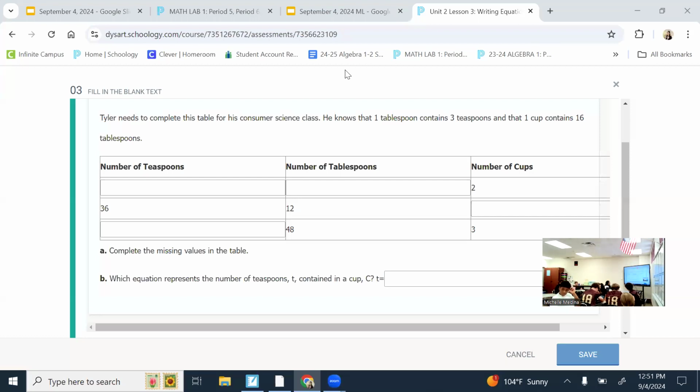So Tyler needs to complete this table for his consumer science class. He knows 1 tablespoon contains 3 teaspoons and 1 cup contains 16 tablespoons. And you have a lot of pieces that are missing. So if I'm going from cups to teaspoons, I should expect the number to get bigger, I guess. Because how many tablespoons are in a cup? In 1 cup? And if I have 2 of them, how many do I have? Like how many tablespoons, I mean?